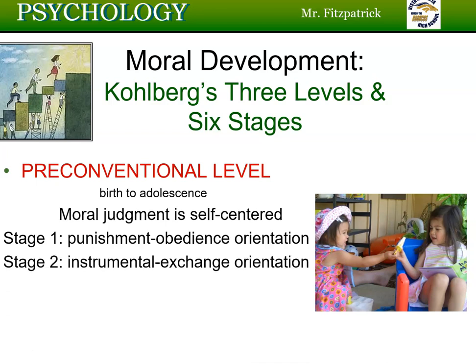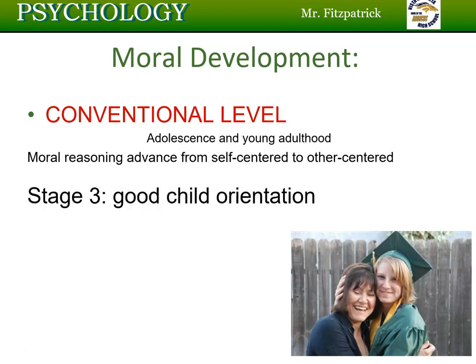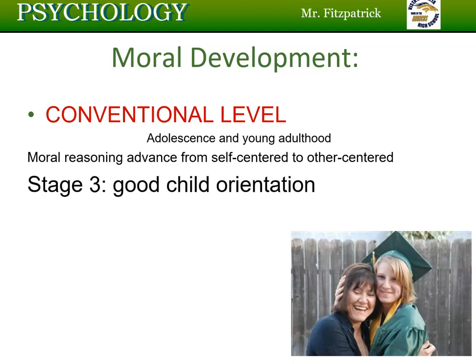Stage 2 is the instrumental exchange orientation. Children become aware of others' perspective, but their morality is based on reciprocity, an equal exchange of favors. I'll share my lunch with you because if I ever forget mine, you'll share yours with me. The next level is the conventional level. The individual accepts conventional societal norms because they help ensure social order. Morality is judged in terms of compliance with these rules and values. Under the conventional level, stage 3 is the good child orientation.